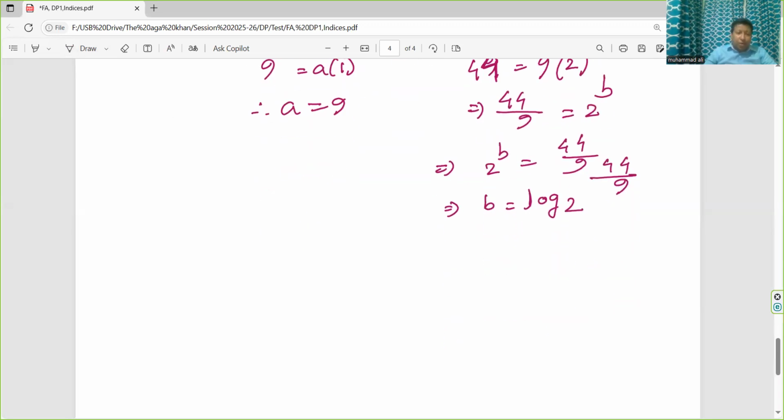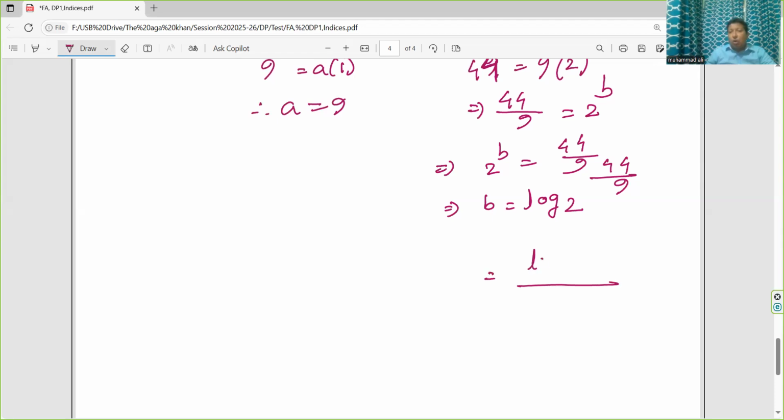So we can write this log base 2 of 44 by 9 as log base 10 of 44 by 9 divided by log base 10 of 2. So we finally get b equals 2.29.